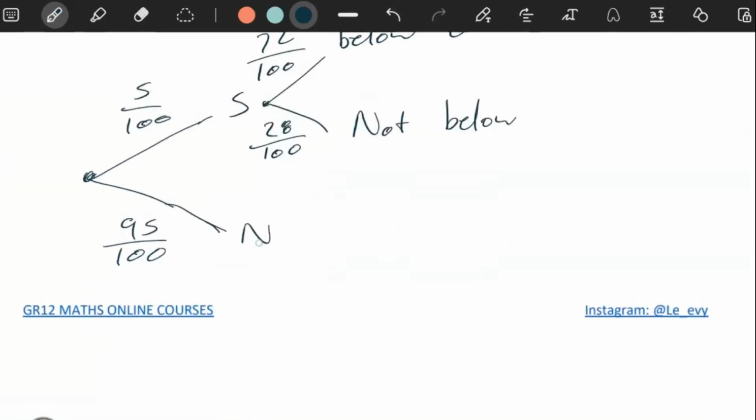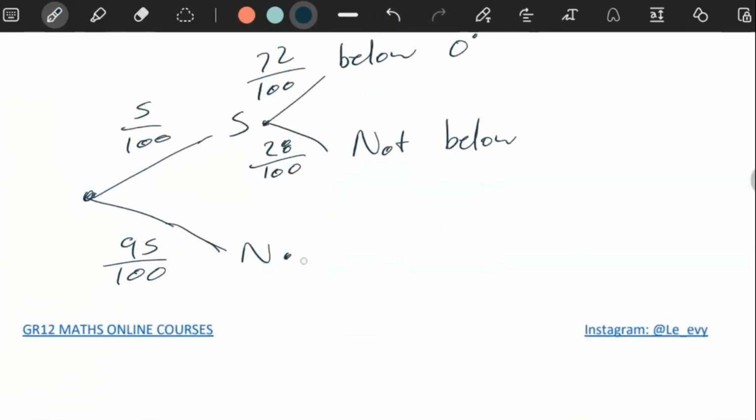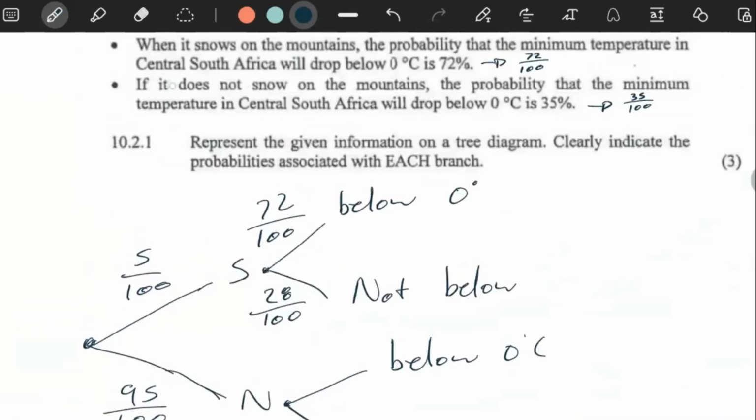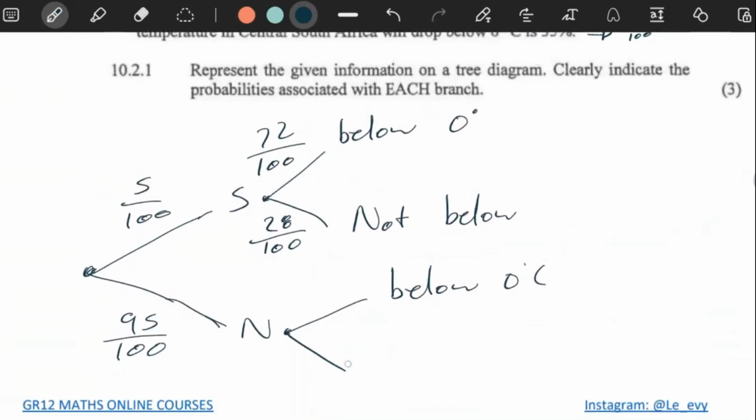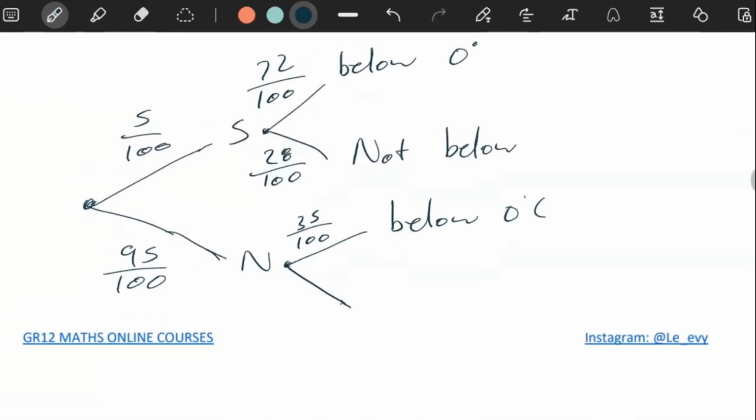In this situation, they've told us that if it does not snow, the probability that the minimum temperature in central South Africa will drop below 0 degrees is 35%. So here it's 35%. This is 65. This is your tree diagram.